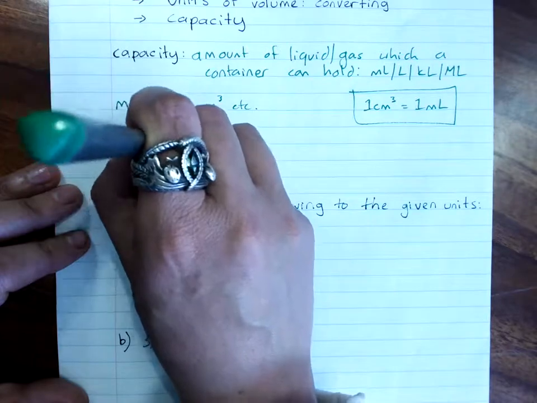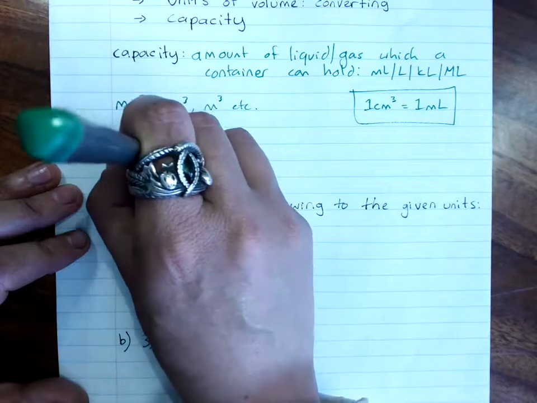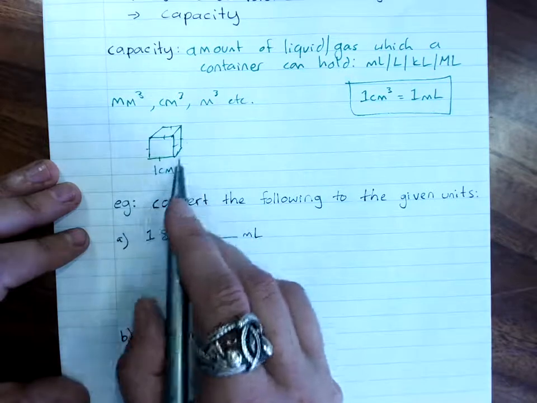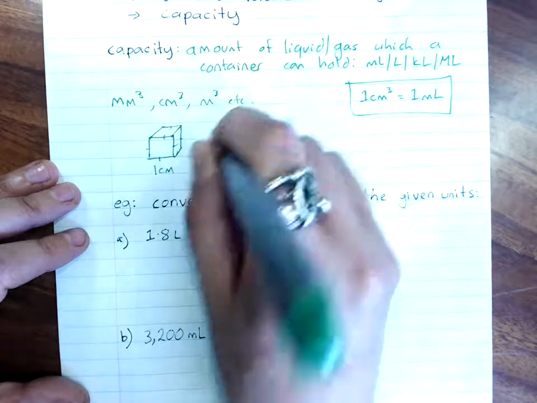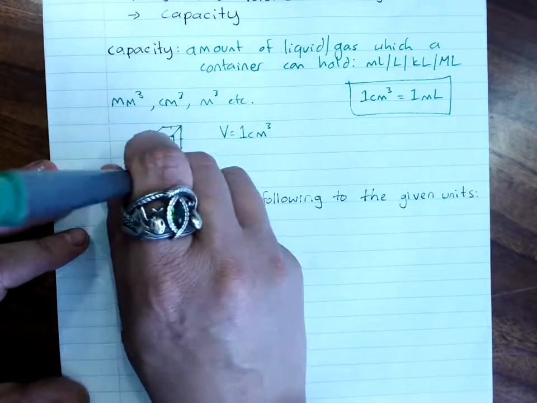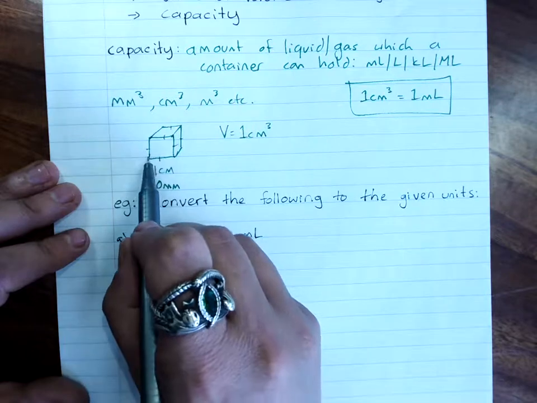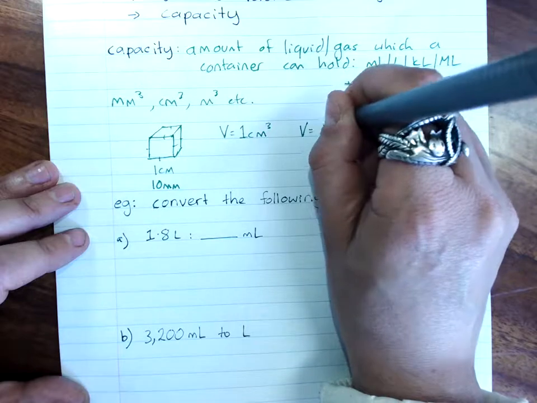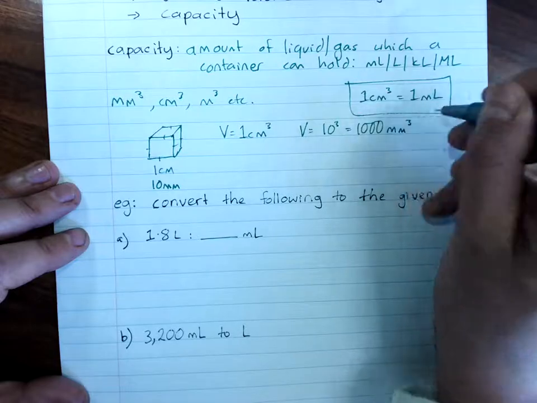If we think about it, remember it's easiest to work this out when we actually just find the volume of something. So I'm going to say this is my 1 centimetre cube shape, and of course the volume here is 1 centimetre cubed because it's 1 times 1 times 1. If we converted the lengths to millimetres though, which is 10 millimetres, then you can see that the volume in millimetres cubed would be 10 times 10 times 10, which is 1,000. So it's 1,000 millimetres cubed.